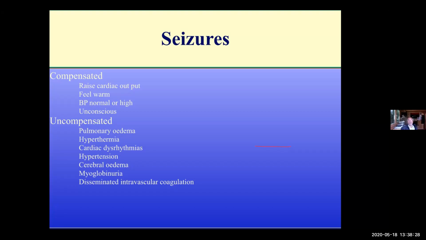And then if you don't stop the seizures in 30 minutes, they enter the uncompensated phase, which is pulmonary edema, which can kill them, and hyperthermia as well, and cardiac dysrhythmia. They will have a lot of problems related to the drugs if you give them wrongly, hypertension, and cerebral edema. Because the muscle is broken down, they will have myoglobin in the urine, and at the end stage they will have a lot of chemicals, lactate and others, which are poisons to the body, causing disseminated intravascular coagulation. So that's why children, or even adults, shouldn't be left fitting more than 30 minutes. If they reach 30 minutes and don't stop, then you need to anesthetize them, intubate them, and ventilate. We will talk about managing status epilepticus in more detail tomorrow.